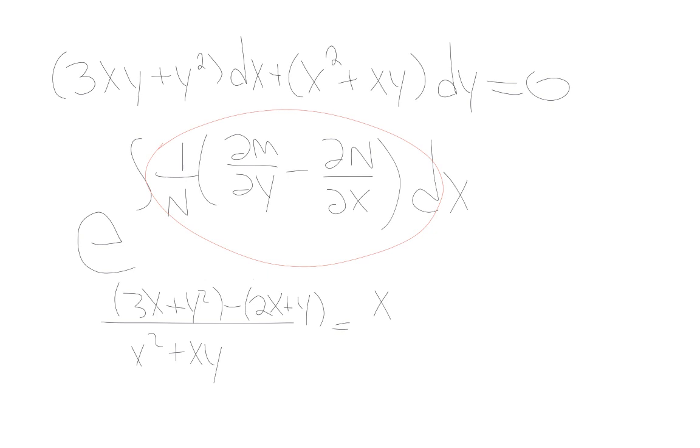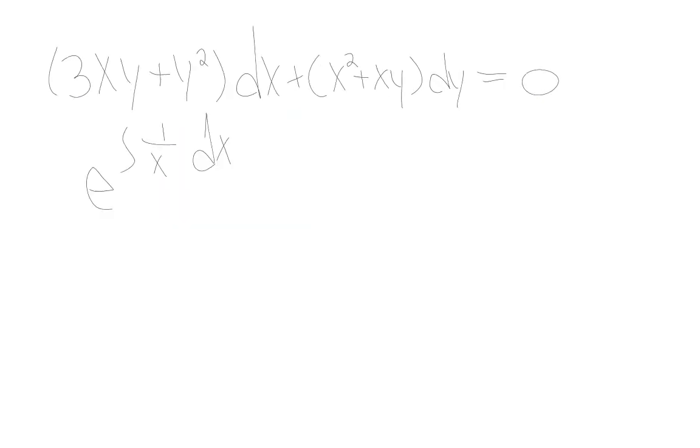Ooh, I made a mistake here. This y squared is supposed to be a 2y. Let me erase that. So this is 3x plus 2y. And then the 2y minus y just becomes y. So x plus y in my numerator, and in my denominator I'm going to factor out this x. I get x times x plus y. So these two terms cancel each other out, and I end up with just 1 over x. So my integrating factor will be e to the integral of 1 over x dx.